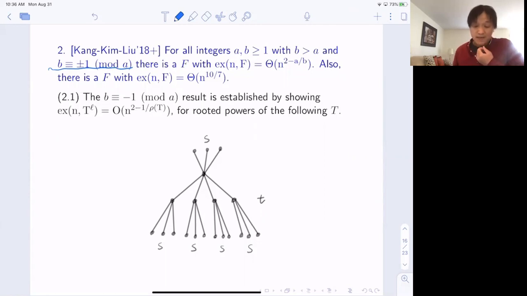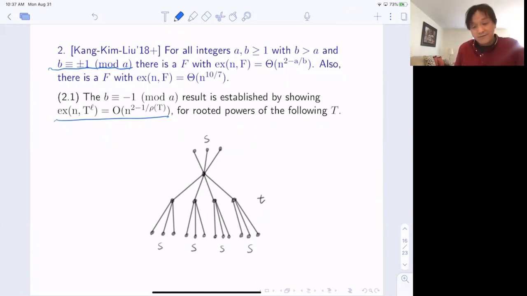The B congruent to -1 mod A part is established by verifying the Bukh-Conlon conjecture for the following special tree. Again, the Bukh-Conlon conjecture says that if you take the rooted power of a balanced tree T, then the extremal number should be n to the 2 minus 1 over rho of T. So they verified this for this tree.